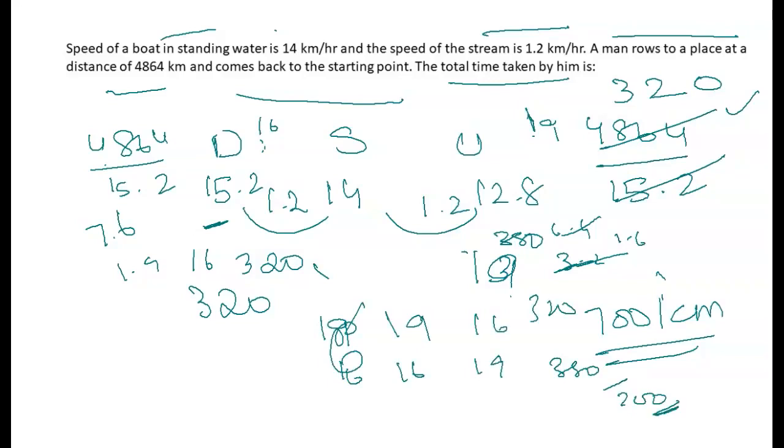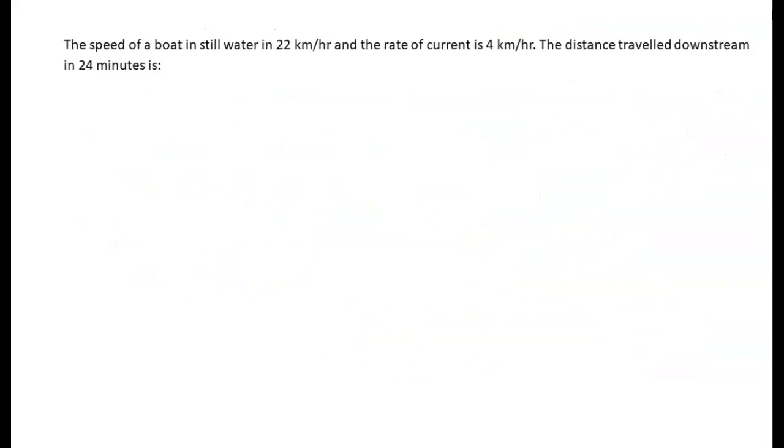Okay, next question. The speed of a boat in still water is 22 kilometers per hour and the rate of the current is 4 kilometers per hour. The distance traveled downstream in 24 minutes is.